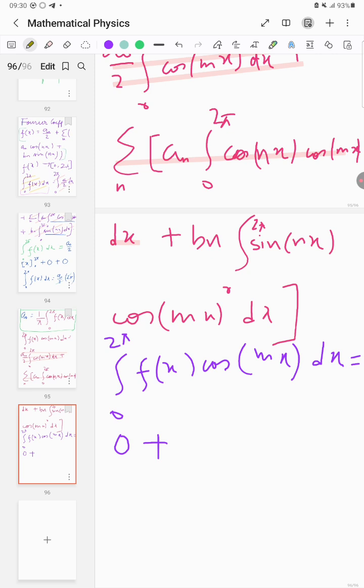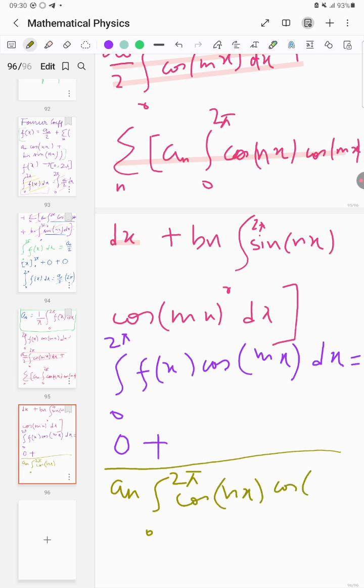So this is a different part. This is not a part of the calculations we were doing till now. We'll now just take up the second term, which is an integration 0 to 2 pi cos nx cos mx dx.